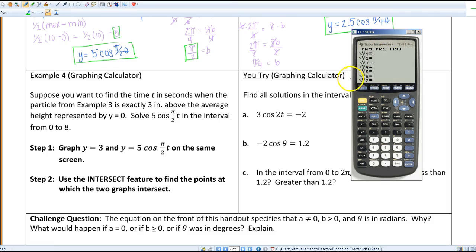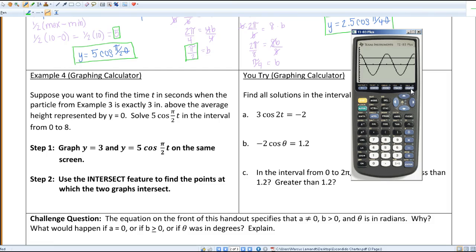Alright, then we're going to go to our y equals. I'm going to graph y equals 3 and y equals 5 cosine pi over 2t on the same screen. So, for y1, I'm going to put 3. For y2, I'm going to put 5 cosine pi, there it is. And t is the same thing as x. And now I'm going to graph it.